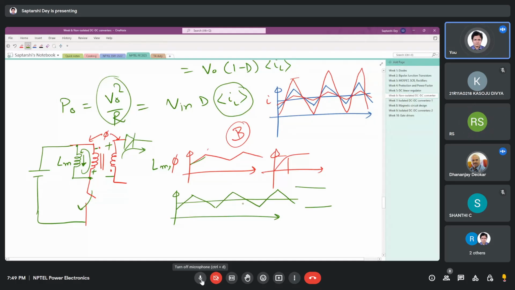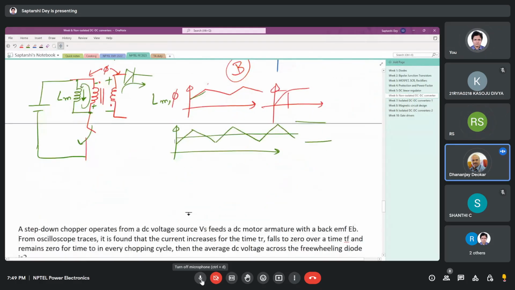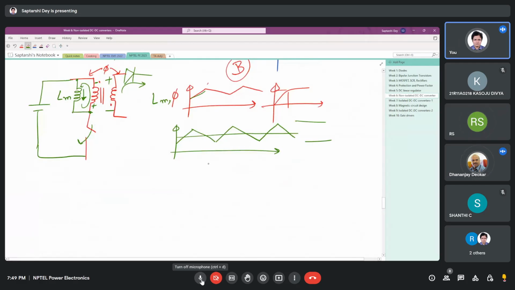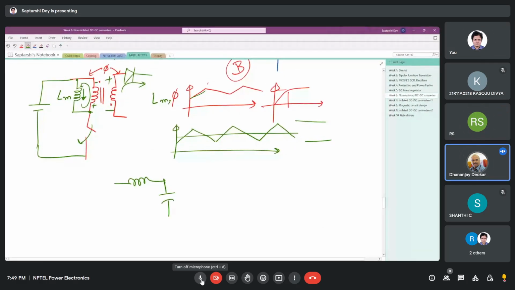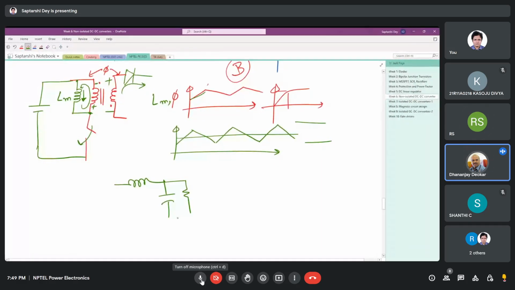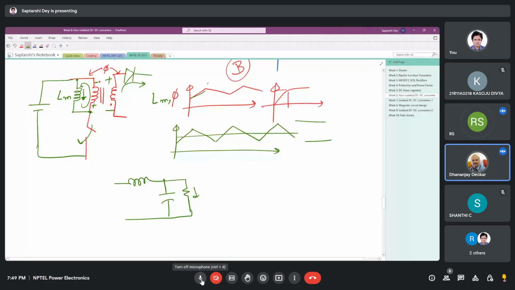If you look at a buck converter, that is easier to understand. The buck converter output looks like this. Whatever the average load current is, that much is the average inductor current. So we have no control on the average value. What you have control on is the peak values, how much you want to keep. In that way, you have to design the inductor for a given frequency.